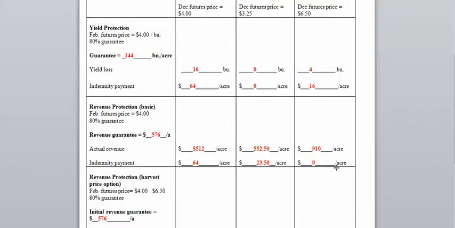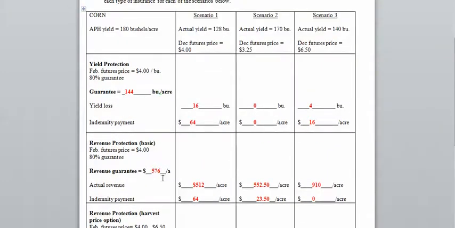So you can see in the three different products, we're paid differently in the three scenarios. In yield protection, we are only paid in scenario 1 and 3 because those are the scenarios in which yield was decreased. With revenue protection basic, we are paid in scenario 1 and 2 because overall revenue declined. Even though we had a good yield in scenario 2, our overall revenue was down because of price decline.